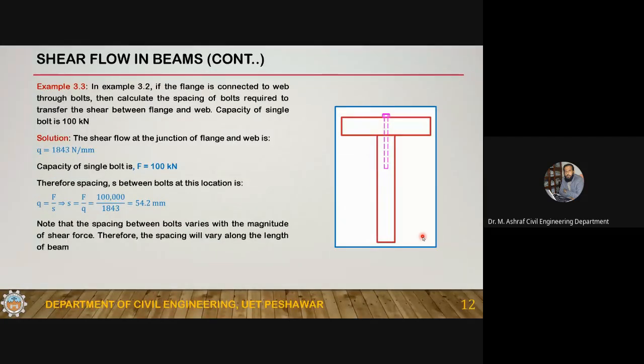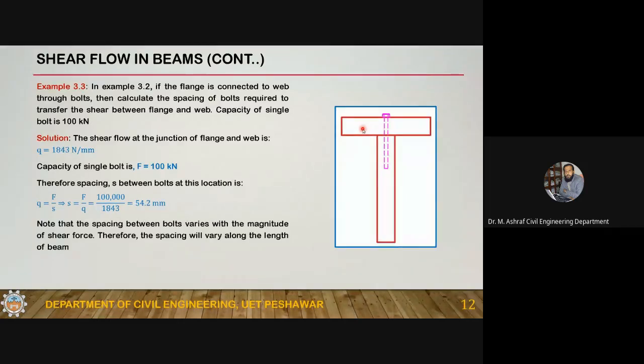Now this is an example, a very simple example. After this example, you'll have to give me just 2-3 minutes to have some water. So this is example 3.2. If the flange is connected to the web through bolts, here you can see, this is flange, this is web. This is like a wooden plank whose cross section is this one, and its length may be equal to the length of the beam. And this is another piece of wood whose cross section is this one, and its length will be equal to the length of the beam.